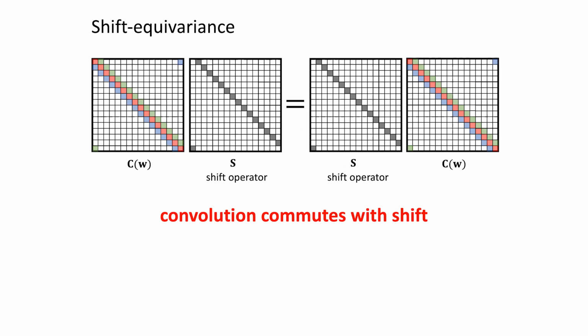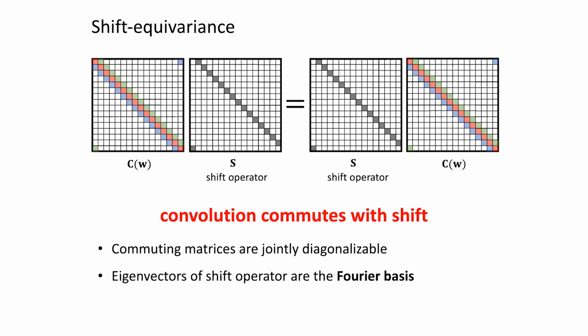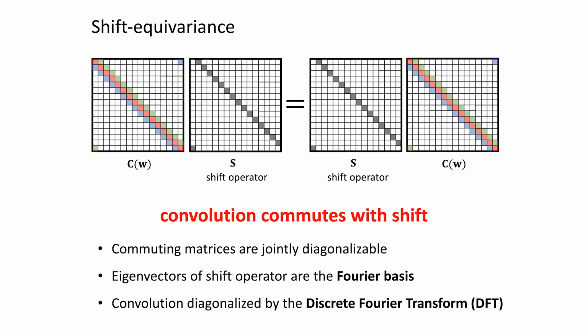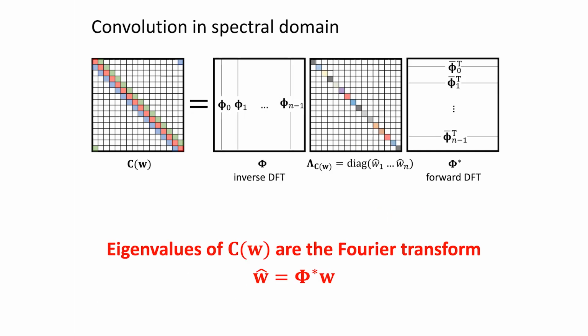Shift equivariance, as the name suggests, means that it doesn't matter whether we first apply the shift and then convolution, or the other way around. Basically, in terms of matrix multiplication, it means that convolution and shift commute. What else do we know about commuting matrices? We know that they're jointly diagonalizable. So the eigenvectors of the convolution matrix will be the eigenvectors of the shift, which happen to be the Fourier basis, the good old sines and cosines. As a result, convolution is diagonalized by the discrete Fourier transform. That's how we can do convolution in the frequency domain.